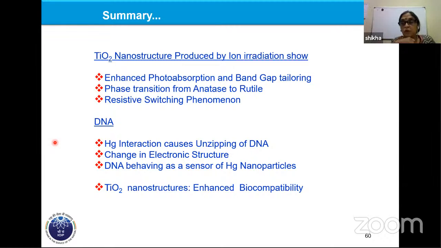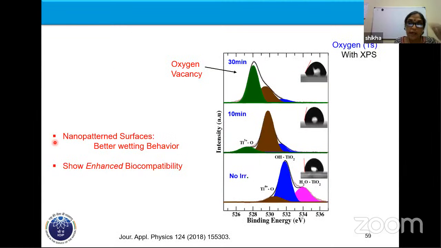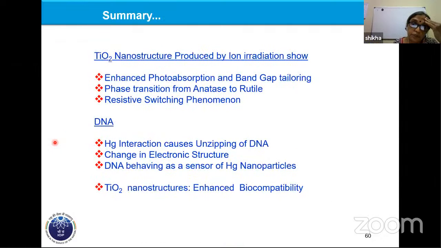Okay. So, like I said, rutile has a band gap slightly smaller than anatase. So the band gap of rutile is about 3 and that of anatase is about 3.2. So what we expect is that, depending on the content of anatase and rutile, the band gap will be somewhere in the middle. As it becomes rutile rich, it should be around 3, and when it is anatase rich, it will be about 3.2.